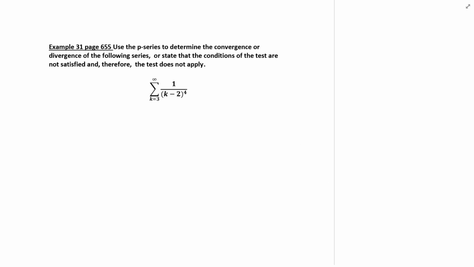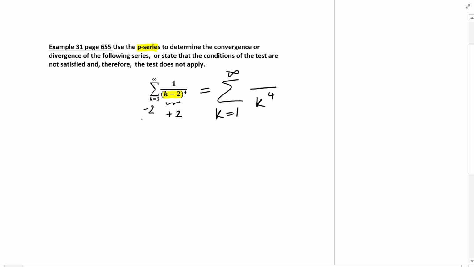So let's take a look at another problem. Use p-series to determine the convergence. What I'm going to do is rewrite this by shifting 2 units to the right. So this one is going to be k to the 4th, and if k was 3, this was actually 1. So what does that mean? I should start with k equals 1 to infinity. I actually added a 2 to k, making it k minus 2, and I subtracted a 2 from the starting value, k equals 3, to generate exactly the same terms.